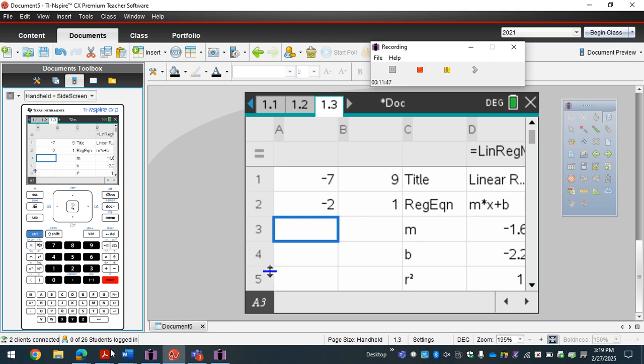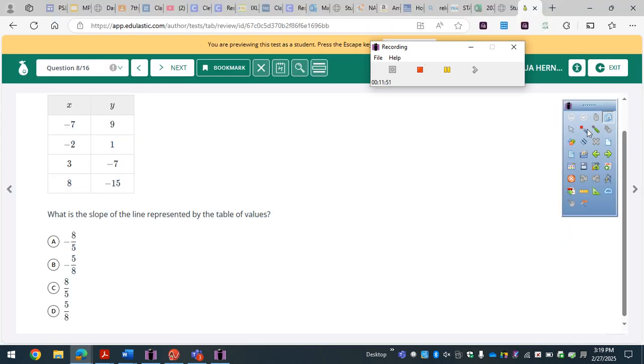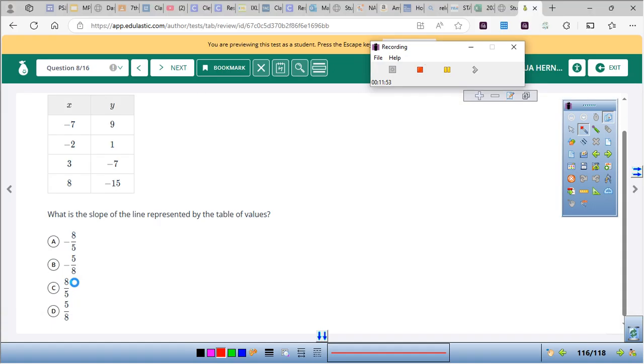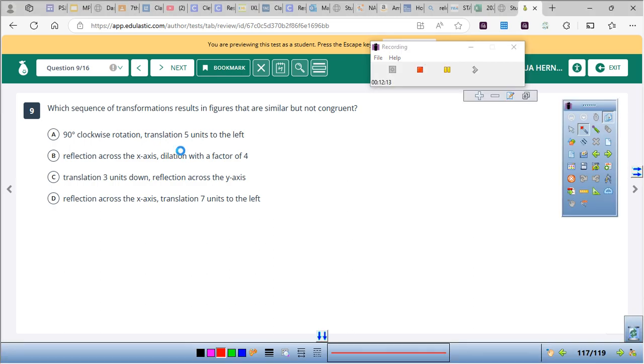So I'm going to come back over here and look at my answer choices. What I'm going to see is the positive ones are out. And then this was like negative point something, right? Out. This one right here is the one I want. So listen, guys, which sequence of yada yada yada? Oh, I see, not congruent. What does not congruent mean? Dilation. So just look for the word dilation. Remember, not congruent means dilation. Hand in hand, B is the answer.